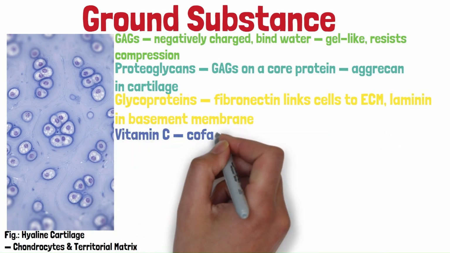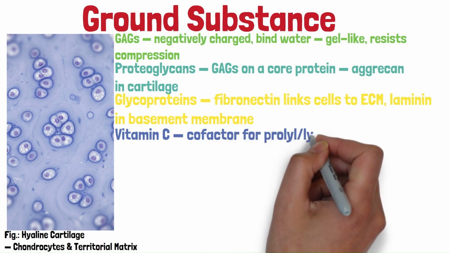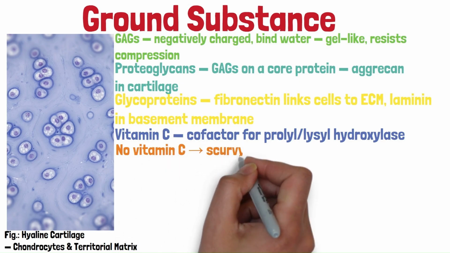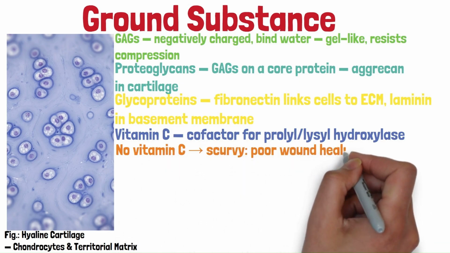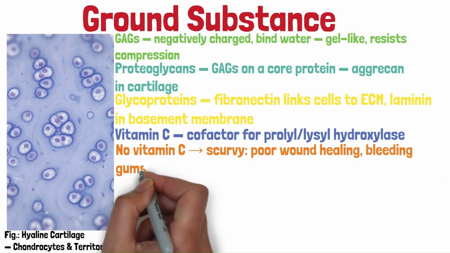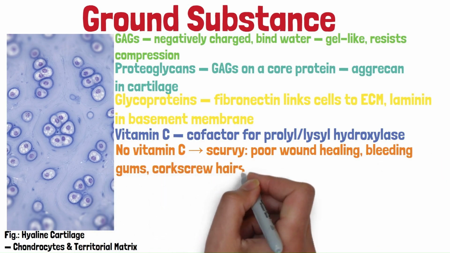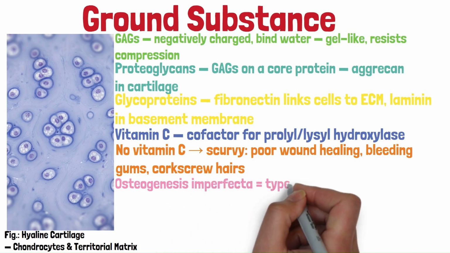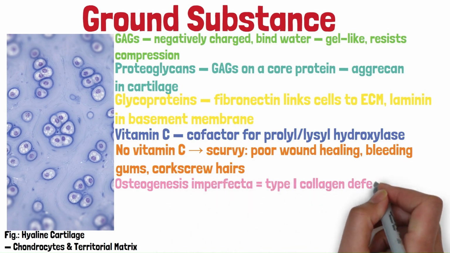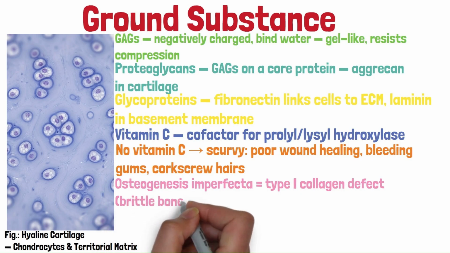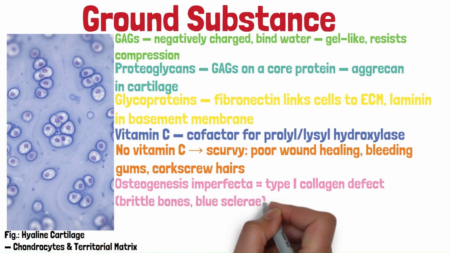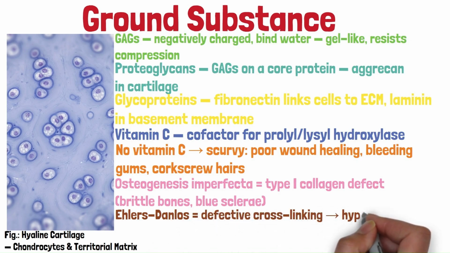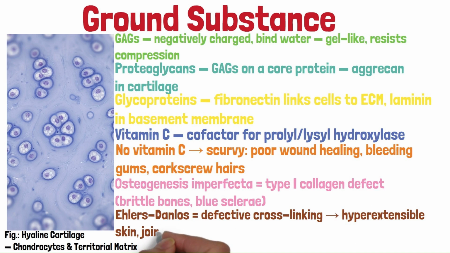Now here's a pearl worth knowing cold. Vitamin C is a cofactor for the enzymes that hydroxylate proline and lysine during collagen synthesis. Without it, you get scurvy, poor wound healing, bleeding gums, corkscrew hairs. Because this is fundamentally a collagen problem, it connects to 2 other classic vignettes: osteogenesis imperfecta, a type 1 collagen defect causing brittle bones and blue sclerae, and Ehlers-Danlos syndrome, where the collagen cross-linking itself is defective, giving you hyperextensible skin and joint hypermobility.